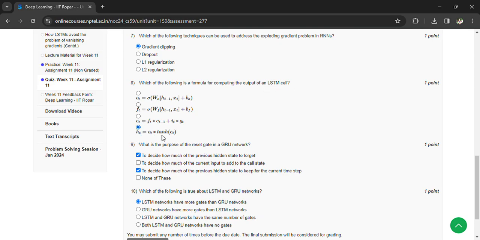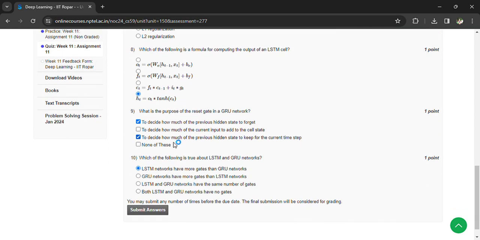Which of the following is a formula for computing the output of the LSTM cell? h_t is equal to o_t * tanh(C_t). What is the purpose of reset gate in the GRU network? The options are to decide how much the previous hidden state to forget, to decide how much the previous hidden state to keep at the current timestamp. Which of the following is true about LSTM and the GRU networks? LSTM networks have more gates than GRU networks.